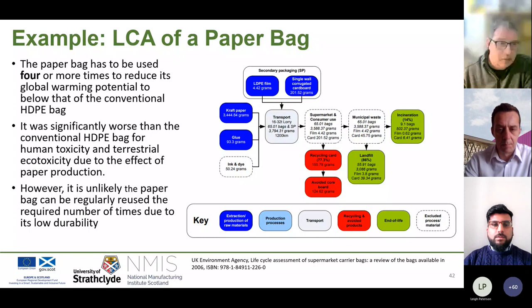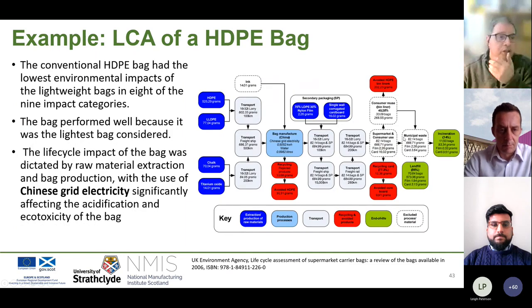So HDPE, high density polyethylene, seems to be more attractive. And here you got the example. This is the conventional one. Because it's using polymers, the flow charts are a bit more complicated than what we had before. As you can see, we've got metals coming in. So we've got chalk and titanium oxide, which is part of the process, and we've got our polymers.